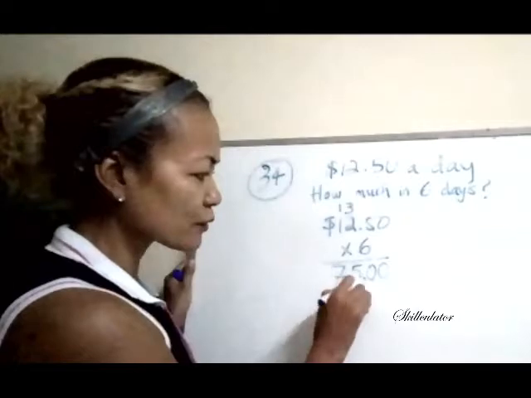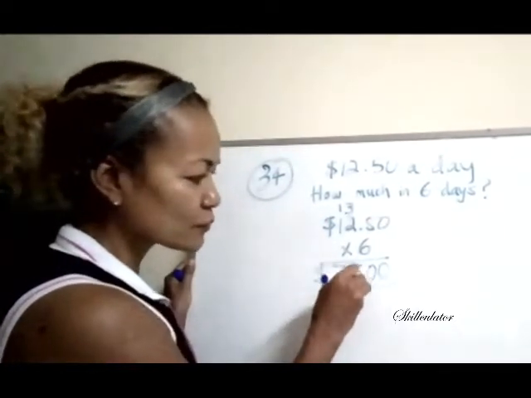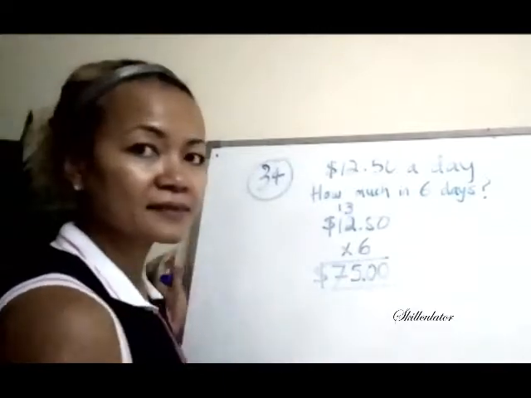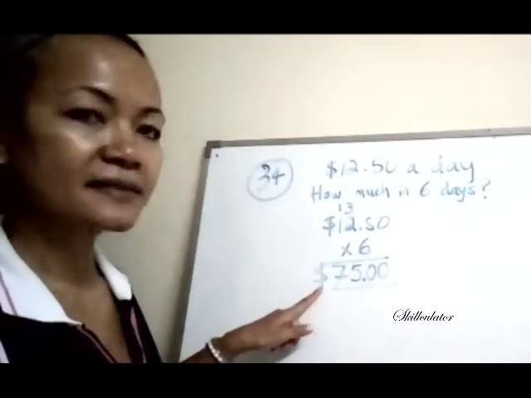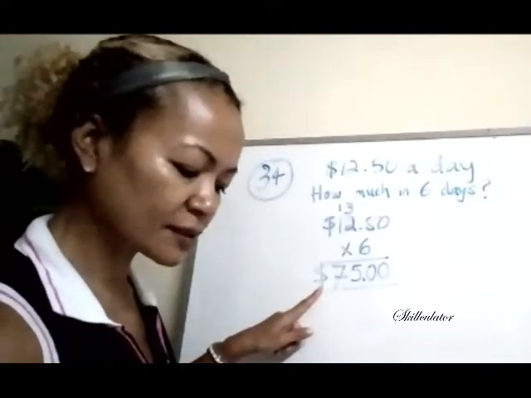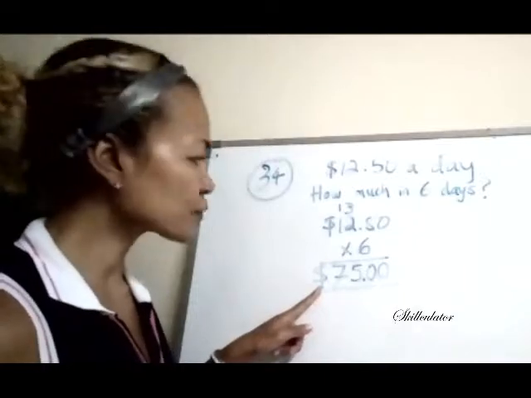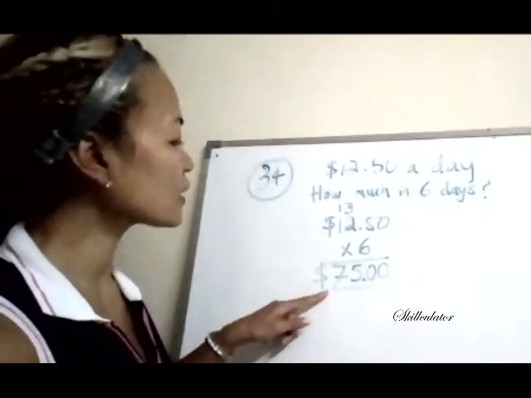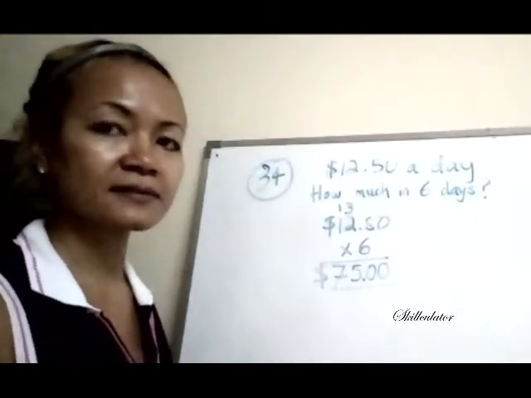So you can also have in the answer 2 numbers after the decimal point. And you're giving your answer in dollars, because it says how much would he earn? So you're talking about dollars, you give your answer in dollars, and that's the answer, $75.